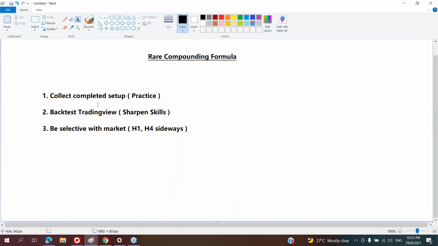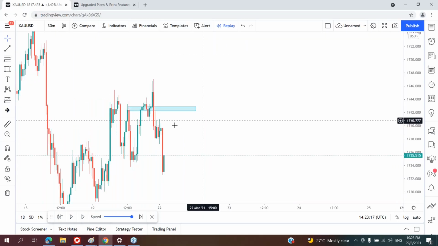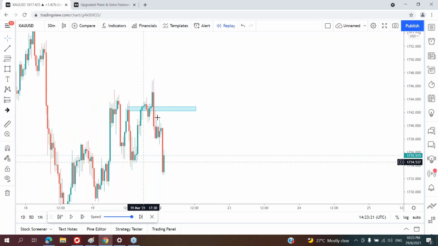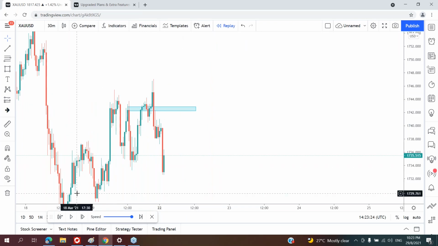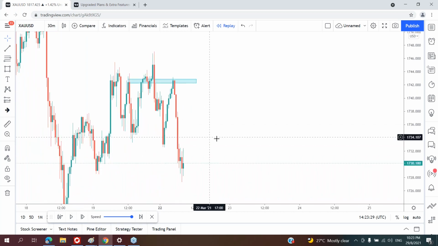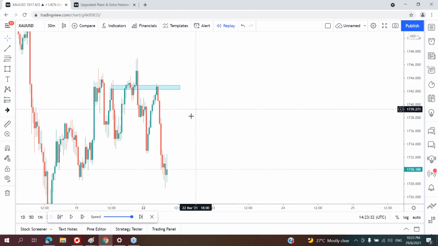Next, we backtest. After you can catch up with the completed setups and practice with them, you can move to TradingView. It's for you to sharpen your skills and be well prepared to face real market conditions. Let me give you an example. We all know that this is high, low, high, high, low, low. So we just want to test ourselves. This is a kind of backtest, okay?